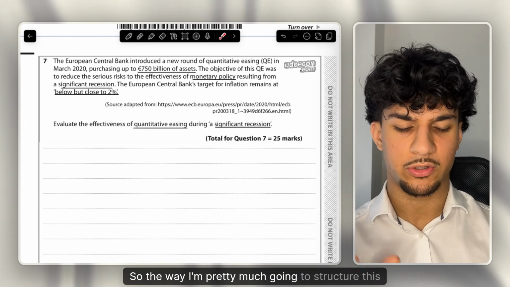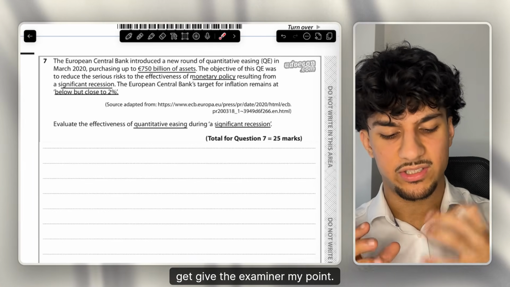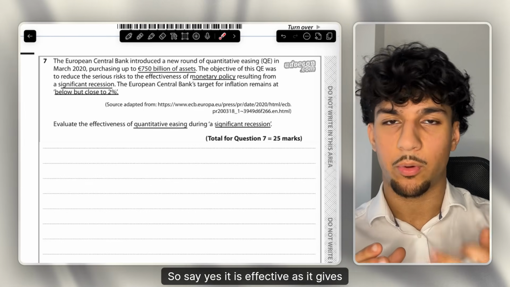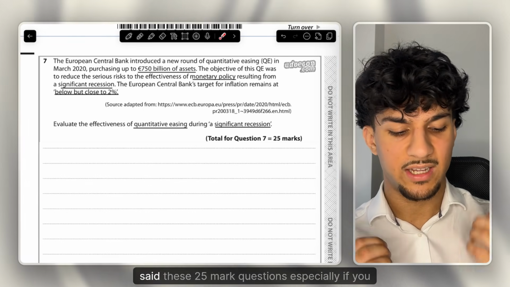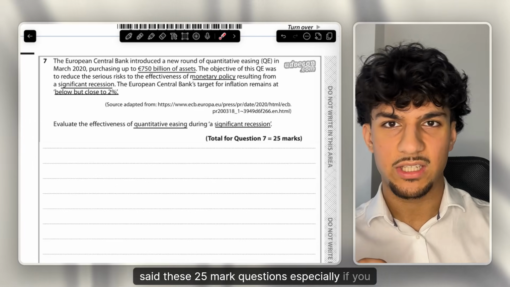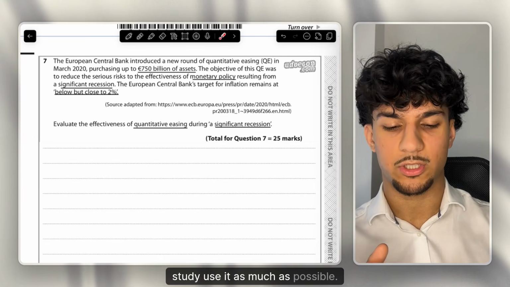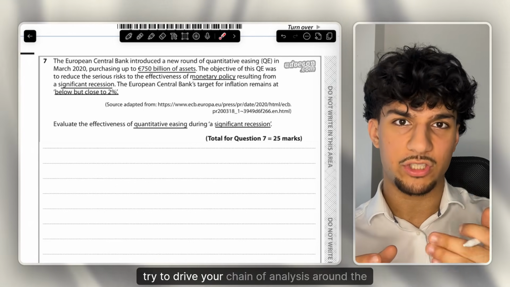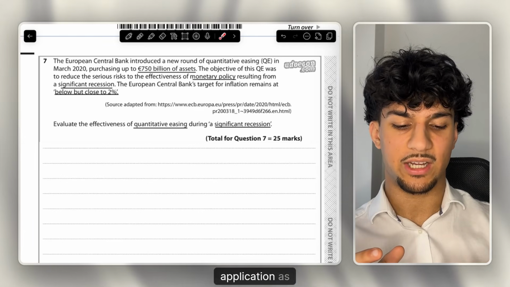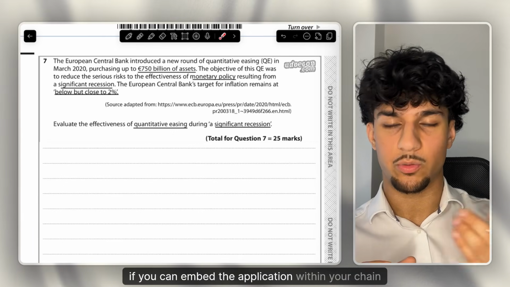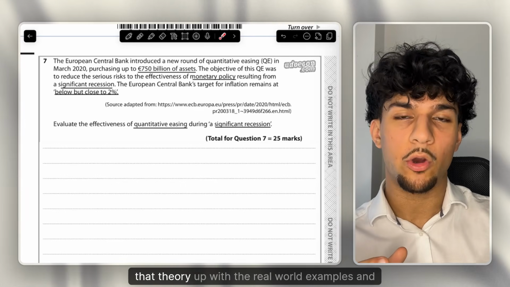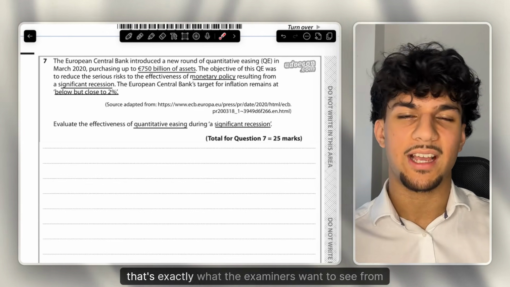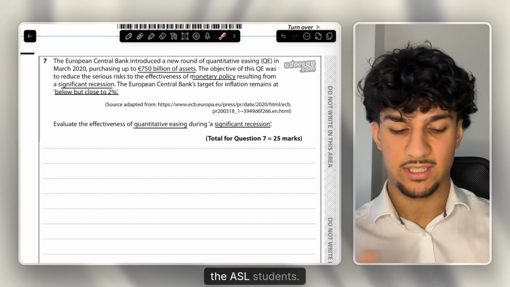So the way I'm pretty much going to structure this, give the examiner my points to say yes, it is effective, as it gives policymakers another tool, give as much application as possible. As I said, with these 25 mark questions, especially if you know a case study, use it as much as possible, try to drive your chain of analysis around the application. If you can embed the application within your chain of analysis, you're almost backing that chain of analysis, that theory, up with the real world examples. And that's exactly what the examiners want to see from the A-star students.